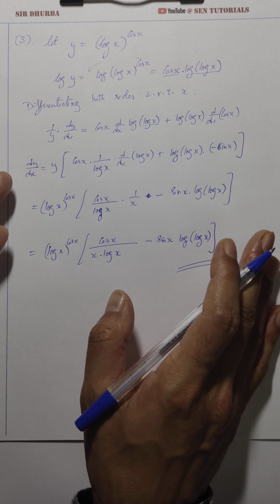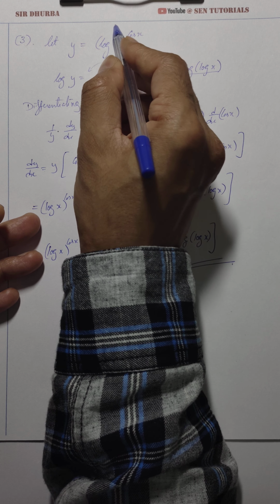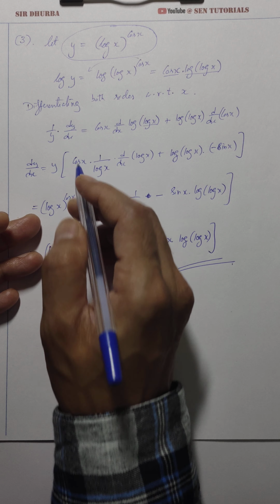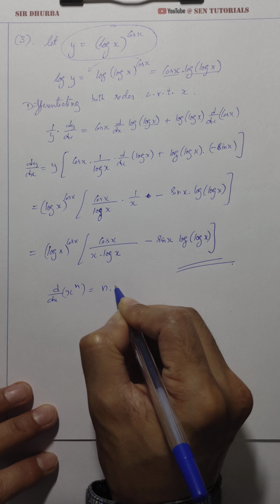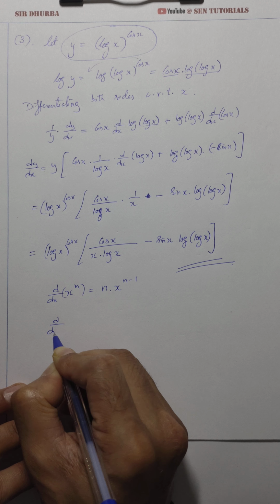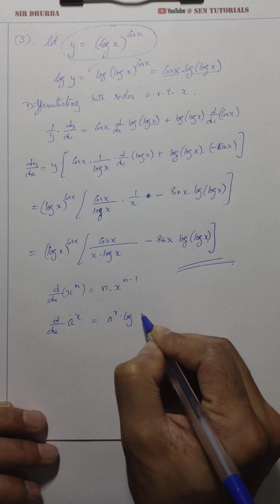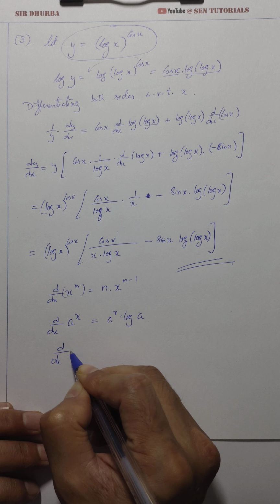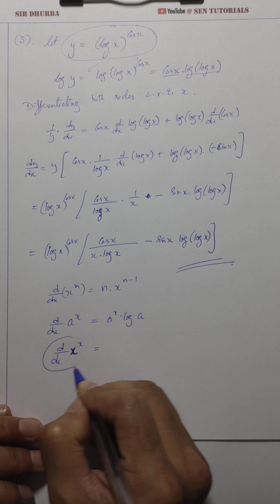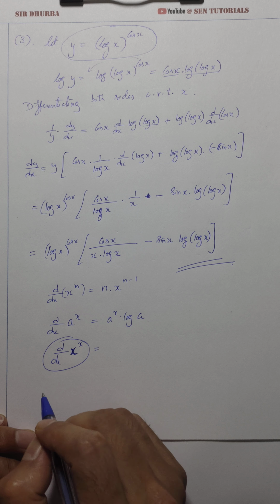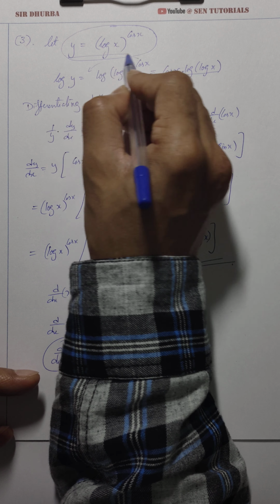Of course, yes, it becomes a bit lengthy, but see, we have the derivative formula for x power n, that's n into x power n minus 1. We also have the derivative formula for a power x, that is a power x into log of a. But we do not have any differentiation formula for a variable power variable, like x power x. Function power function, we don't have that formula. This question is of that kind.